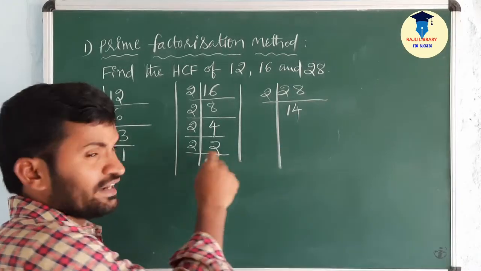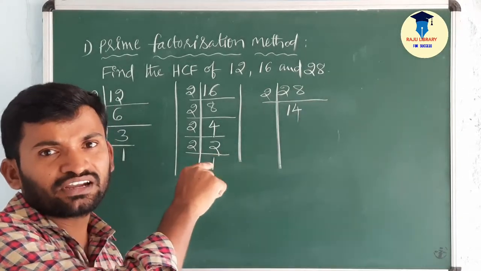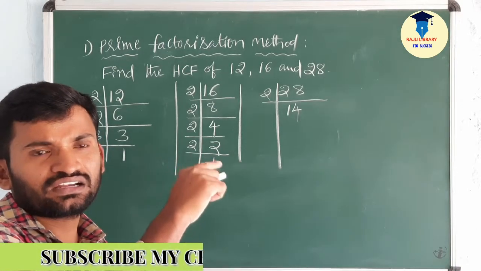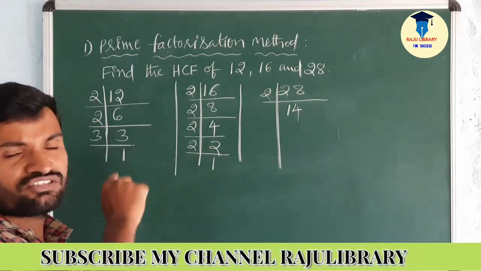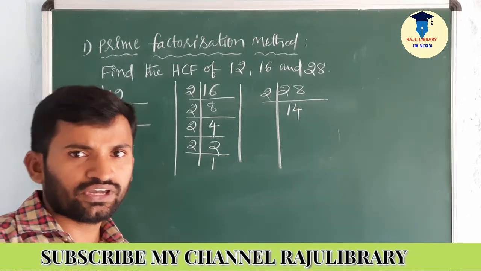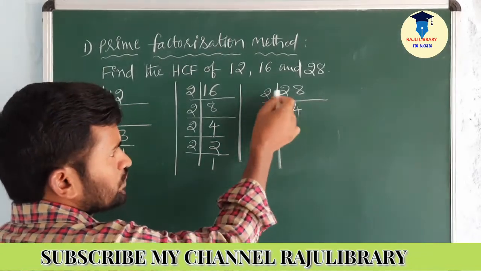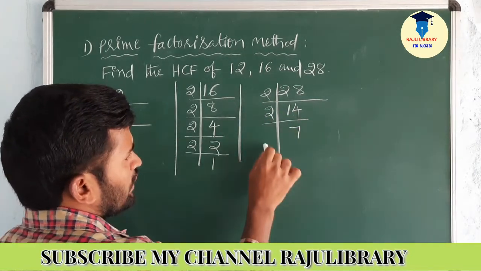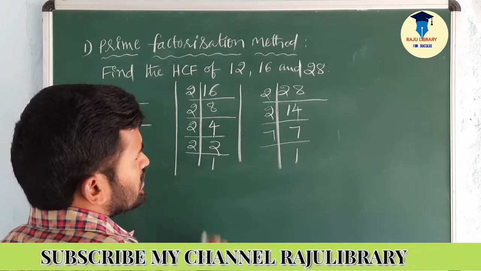Okay. These methods I already explained in prime factorization, how to find factorization using this division method. So directly I am writing it here for HCF. Okay. So 14 times 2 is 28. Next 2 times 7 is 14. Next 7 times 1 is 7.